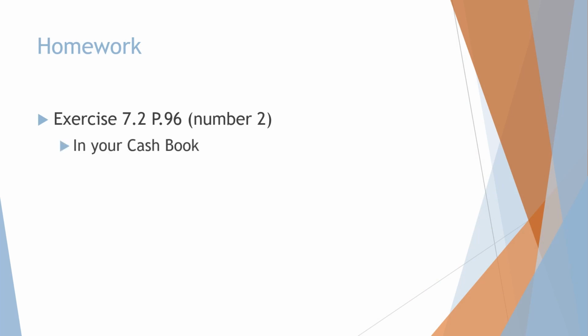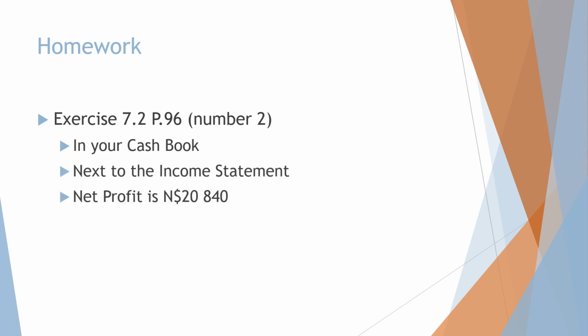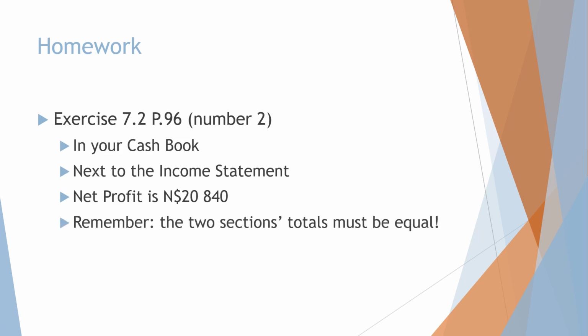Homework for your next lesson. Exercise 7.2, page 96. Number 2. In your cash book, next to the income statement, the net profit is 20,840. Remember, the two sections totals must always be equal. Your homework must be complete for the next lesson.